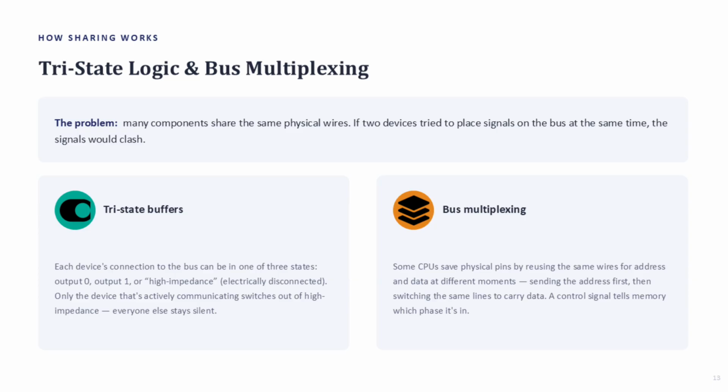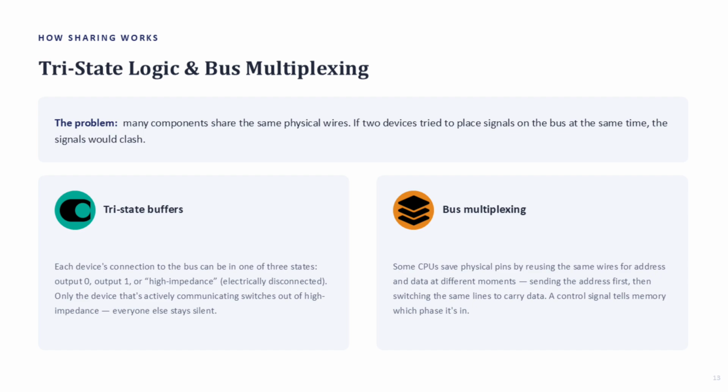Think of it like a railway track. During one scheduled time slot, the track is used by a passenger train. Later, the same track is used by a freight train. The track itself never changes, only its purpose changes depending on the schedule. Similarly, in bus multiplexing, the wires remain the same, but what they carry changes over time. This allows manufacturers to reduce the number of physical pins on a processor, making hardware simpler and more compact.